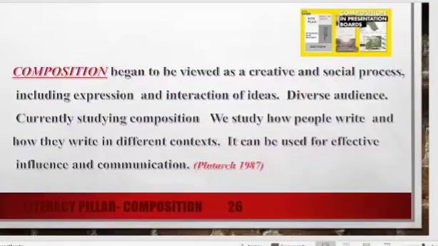Diverse audience. Parties studying composition. We study how people write and how they write in different contexts. It can be focused for effective influence and communication. Paul Tarak, 1987. So everybody can write composition in different ways, different contexts, different expressions, and they can create a composition in different ways. All of those you have to understand when writing a composition. You have to plan a composition; it shows the way you intend to write a composition, or how the people intend to write a composition. You have to explain that way to them.